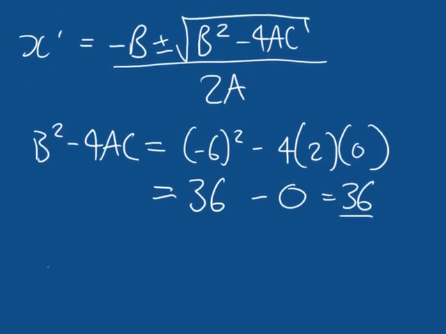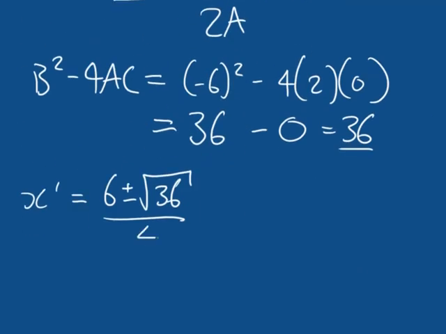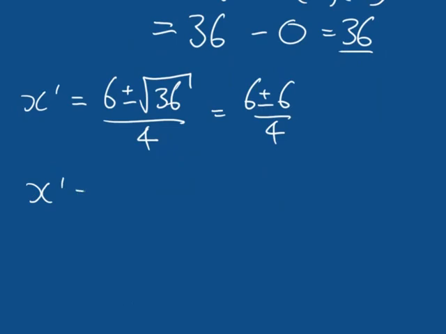We can now solve for x dash. x dash is equal to minus b, well b is minus 6, so that's minus minus 6, so positive 6, plus or minus the square root of 36, over 2 times a, which was 2, so that's over 4. So it's equal to 6 plus or minus 6 over 4. That means x dash is equal to 6 plus 6 over 4, which is 12 over 4, or 6 minus 6 over 4, which is 0 over 4. That means that x dash is equal to 3 or 0.